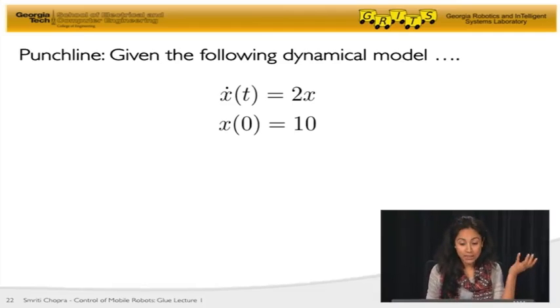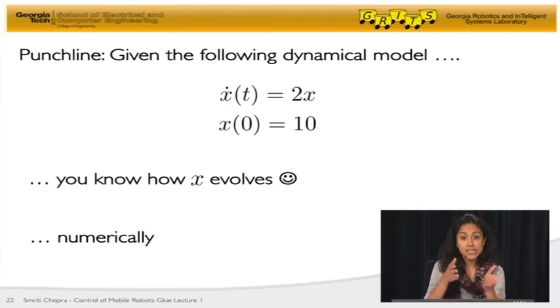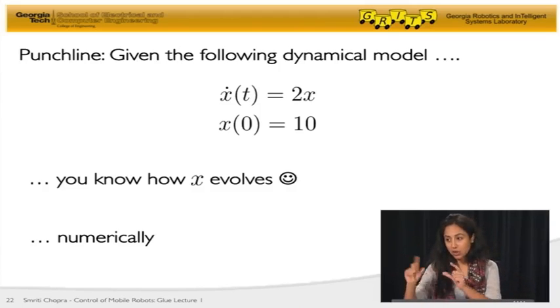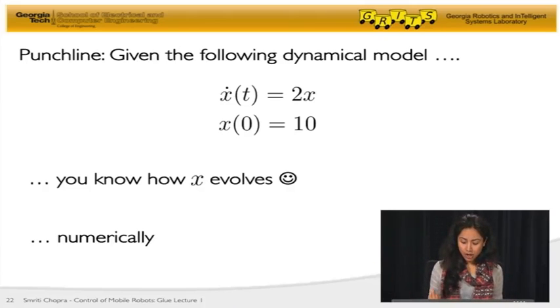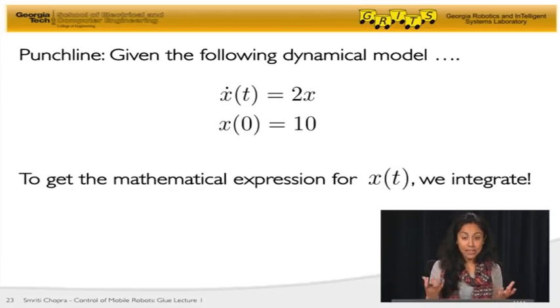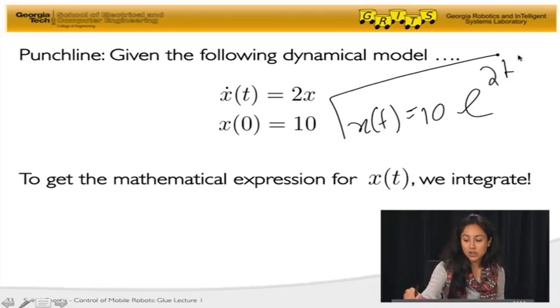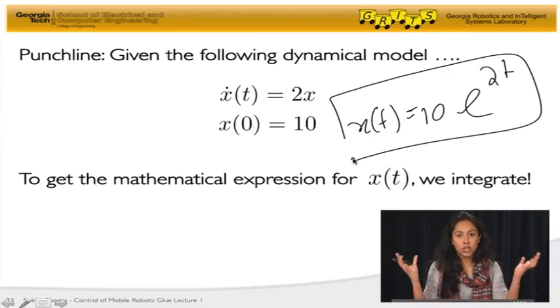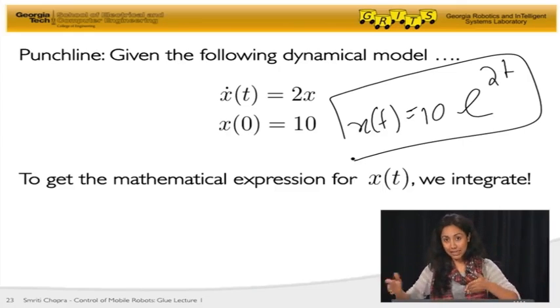Punchline, this is the dynamical model which we've been solving all this while. We know how x evolves, but we know how x evolves numerically, right? We discretized the world, and we saw how x should evolve as we move the counter from 1, 2, 3, 4, etc. But we didn't really get the equation out, the mathematical expression for x of t, which we know is 10 e to the power 2t. We know that this was the actual solution, but we didn't really get this pretty equation out. What we got was a list of times and where x should land up, a numerical solution.